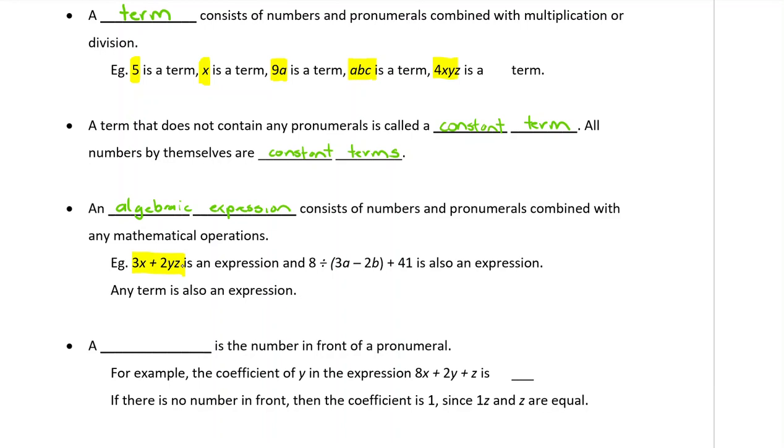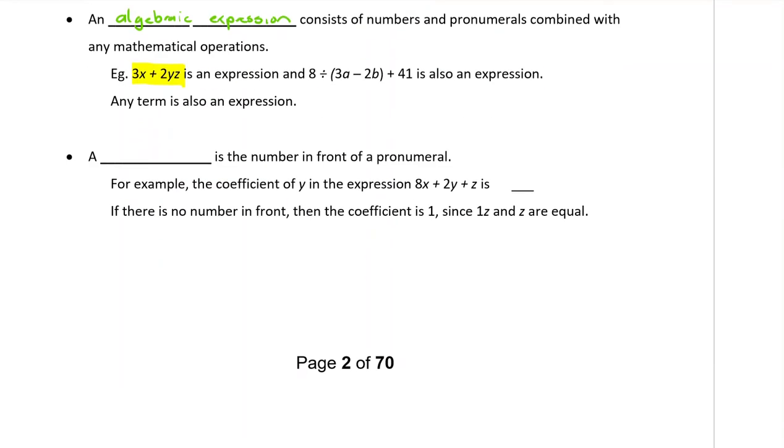And 8 divided by 3a minus 2b plus 41 is also an expression. They can get more and more complicated as you put more terms, more plus and minus signs in there. They are all different types of expression. It says any term by itself. So all of these ones are highlighted up here. They're terms, but if that was the whole thing, they can also be called an expression, just to confuse the situation. All right, we're nearly done with the notation. One more thing.